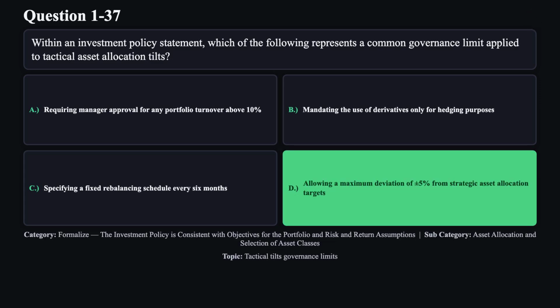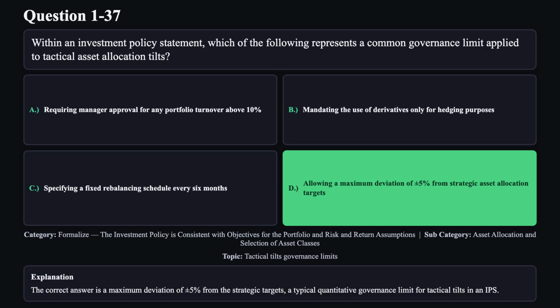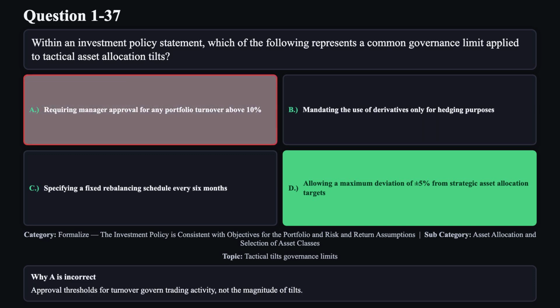The correct answer is D. The correct answer is a maximum deviation of plus or minus 5% from the strategic targets, a typical quantitative governance limit for tactical tilts in an IPS. Reason A is not correct. Approval thresholds for turnover govern trading activity, not the magnitude of tilts.